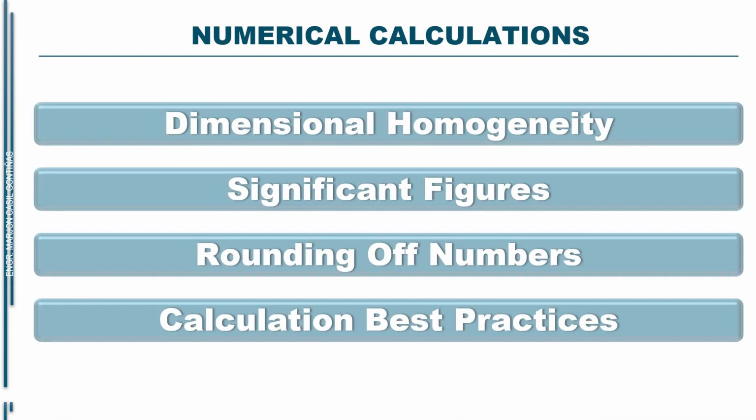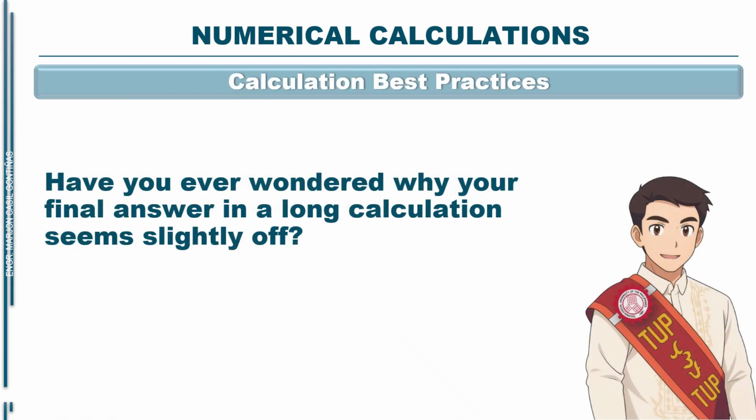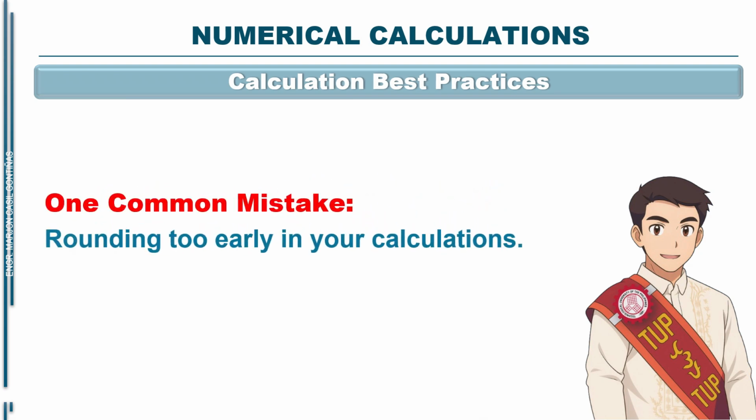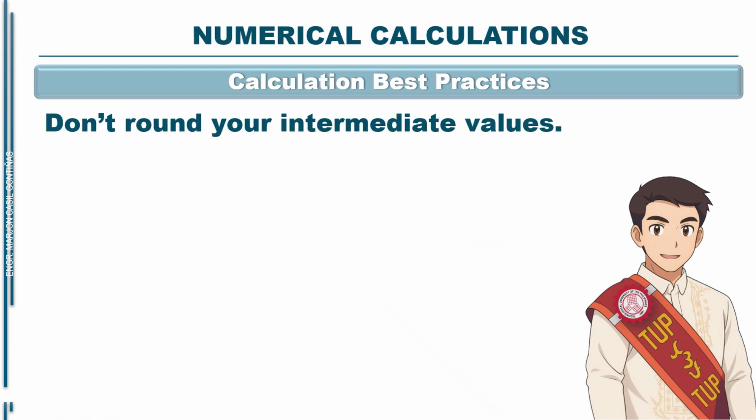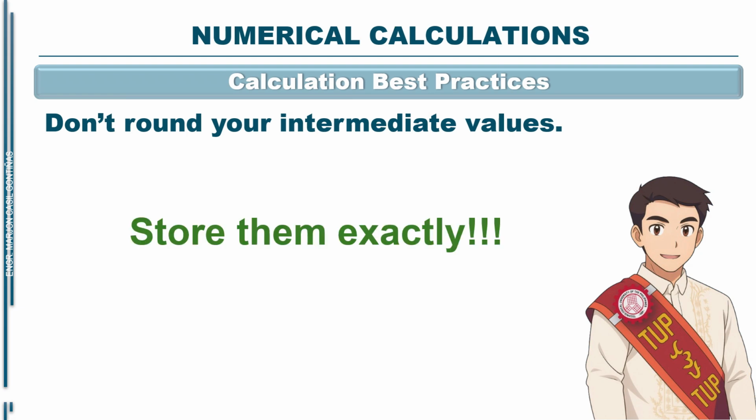Have you ever wondered why your final answer in a long calculation seems slightly off, even when you think you did everything right? One common mistake that causes this is rounding too early in your calculations. Let's break this down. First, don't round your intermediate values. Store them exactly either in your calculator's memory or carry them with full precision if you're solving by hand or using a spreadsheet. Only round off at the very end when you're ready to report your final answer.